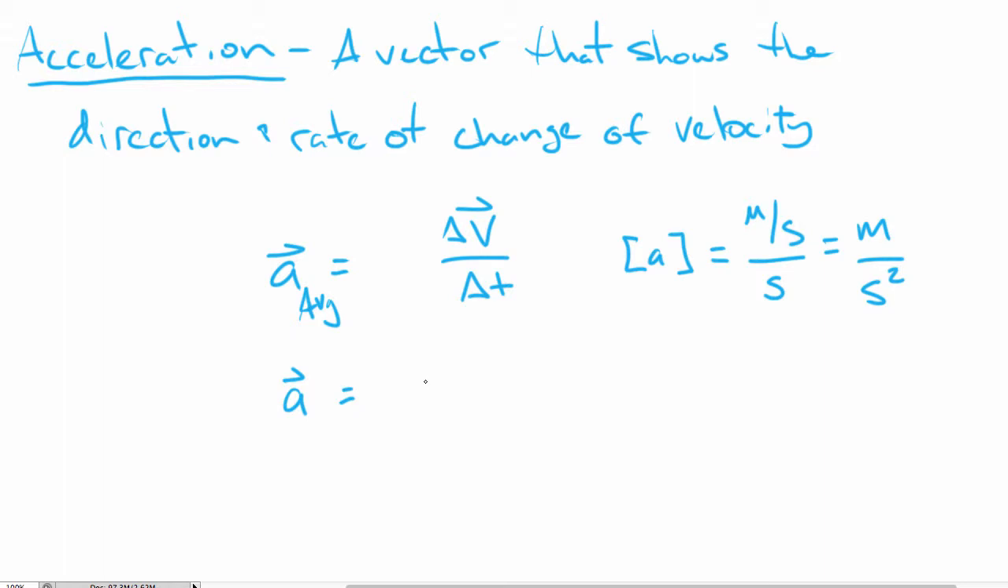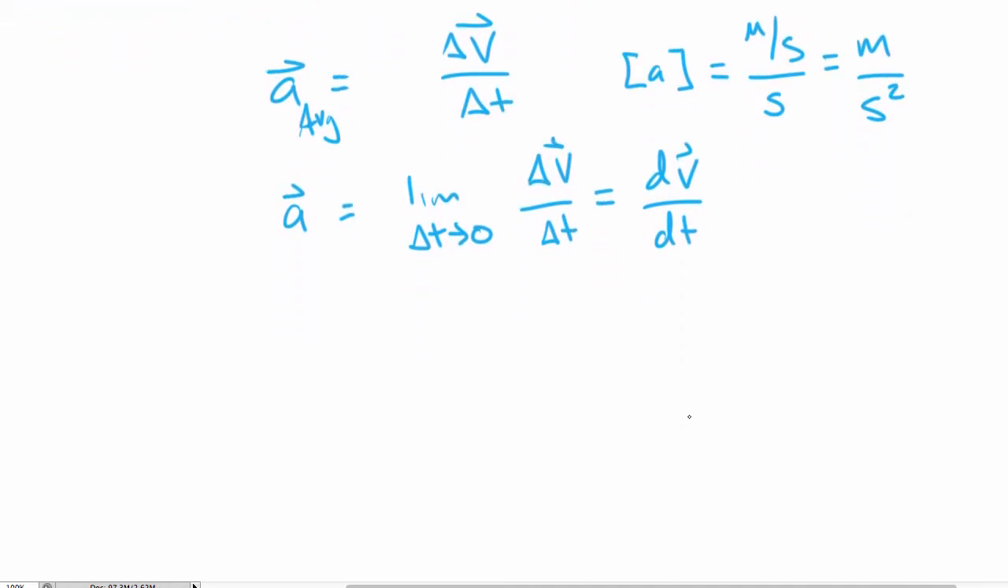The limit as delta t goes to 0 of that expression. Okay, that's the way to write it in all its glory. So the limit as delta t goes to 0 of the change in velocity over time. And of course, that is equal to the derivative of velocity with respect to time. All right, so a is equal to dv dt. All right, so that's our basic definition of acceleration.